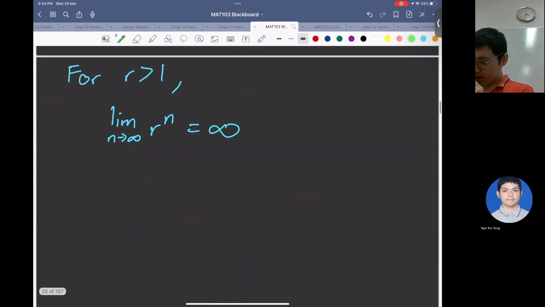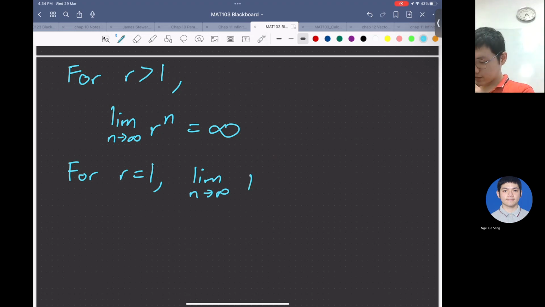So how about R equals 1? When R equals 1, you are just taking the constant sequence. So it's just 1. What else?